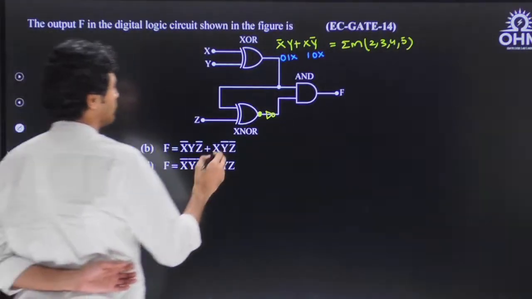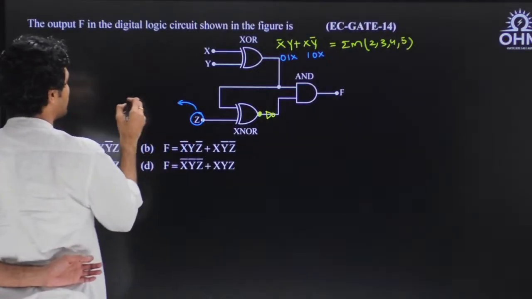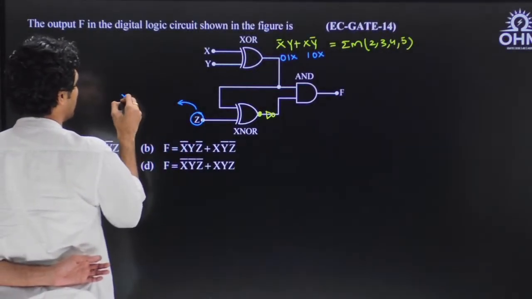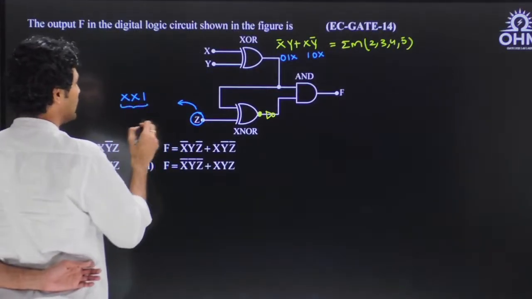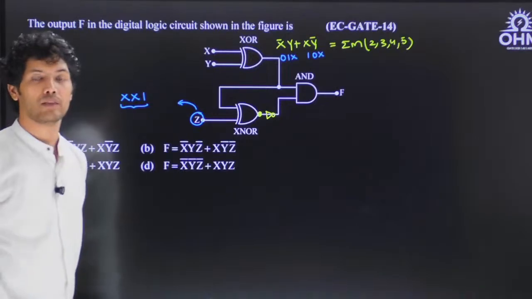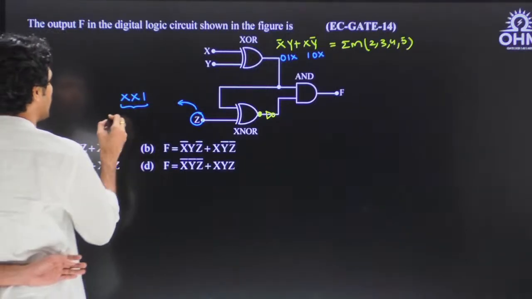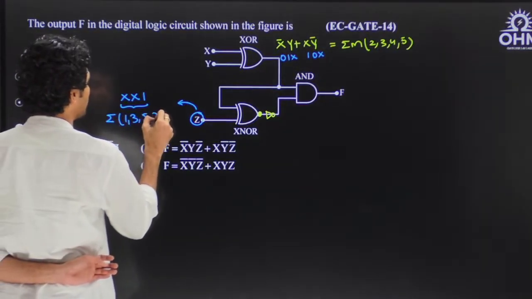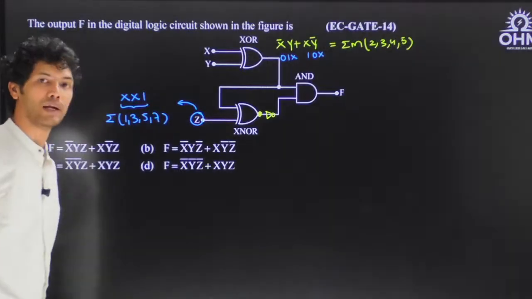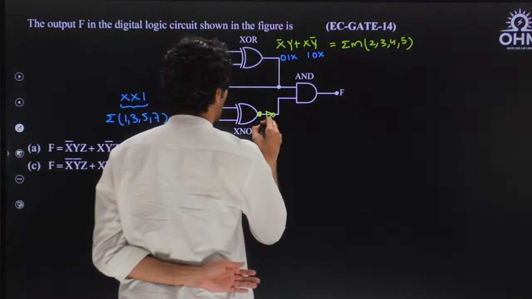So how do you write Z in terms of minterms format? Z in terms of minterms format is basically x is not there, y is not there, z is in true form 1. Whenever the LSB is 1, that corresponds to all odd minterms. So what are the odd minterms we have in a 3 variable function? 1, 3, 5, 7. So I can take Z in terms of minterms format as nothing but 1, 3, 5, 7.